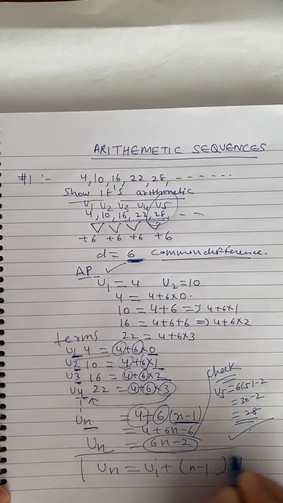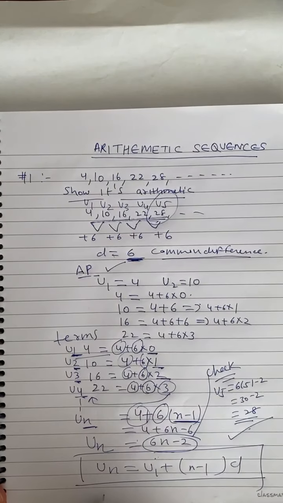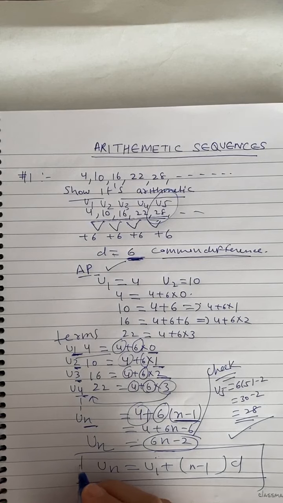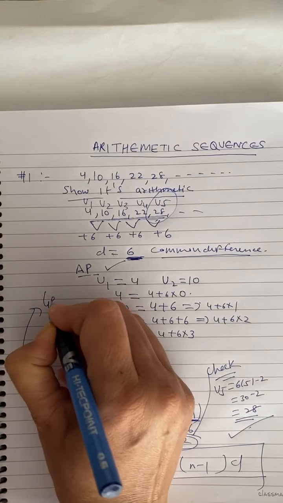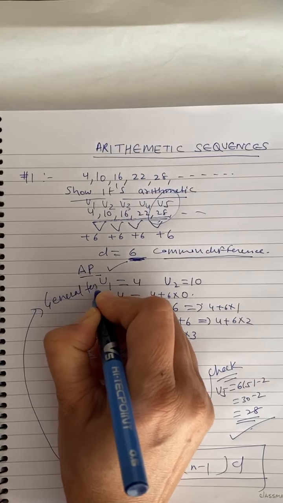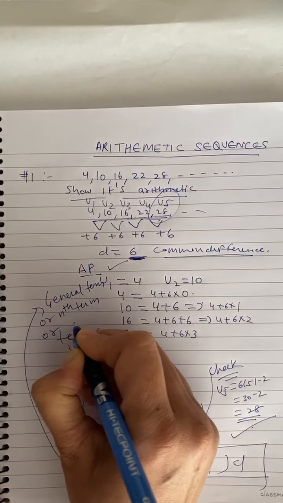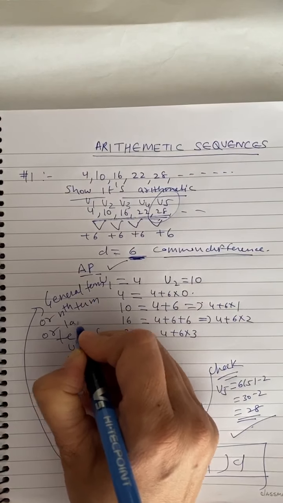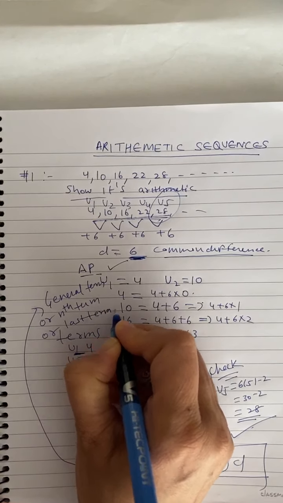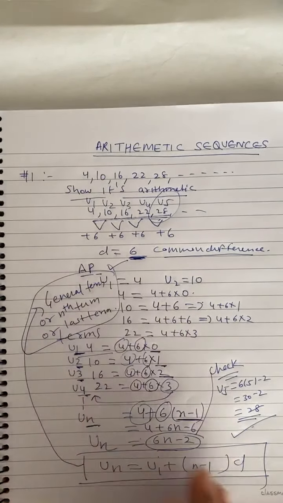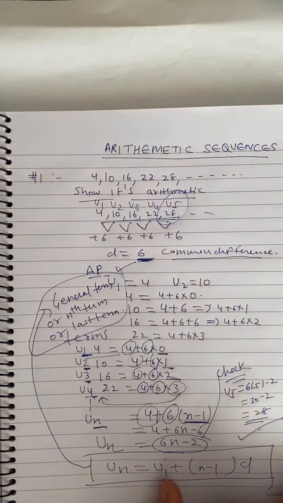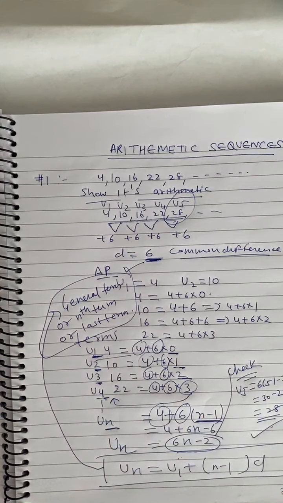So this actually is the general term for arithmetic sequences, and this is called the general term, or nth term, or this is also called the general, nth, or last term. So there are 3 names for this un. Make sure that you know all of these 3.